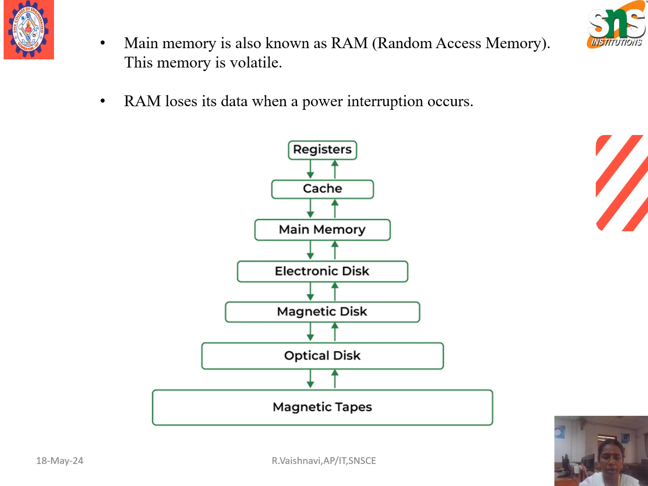Here we have the diagrammatic representation. First one is registers, followed by the SCSI. Next one, main memory. Next one, electronic device and magnetic disk, and next one, optical disk. Last one is magnetic tapes.